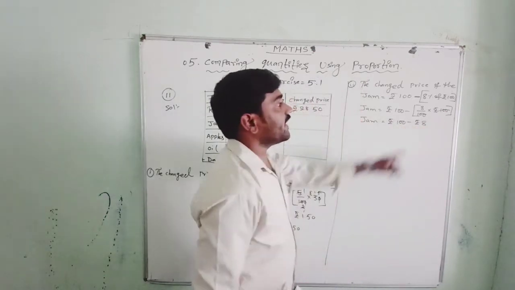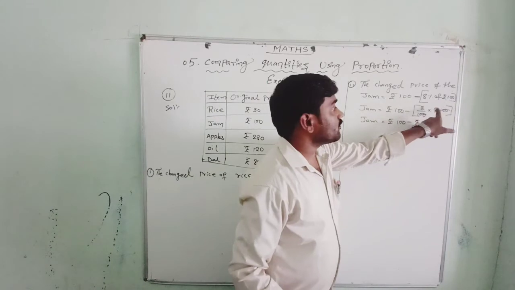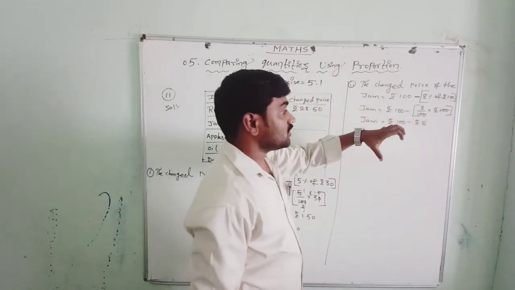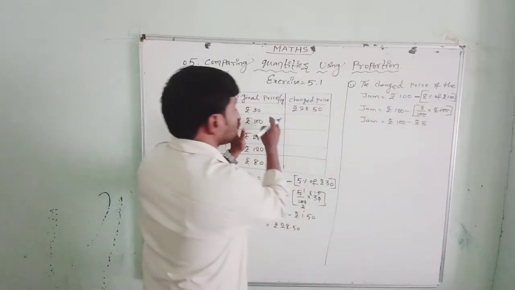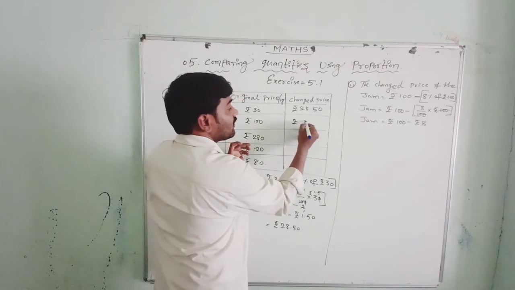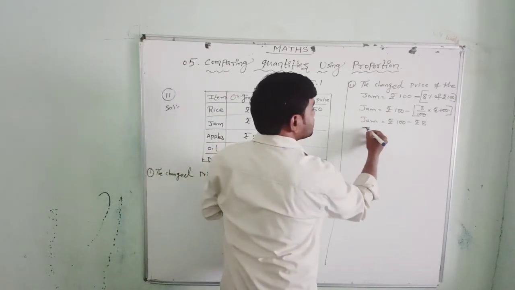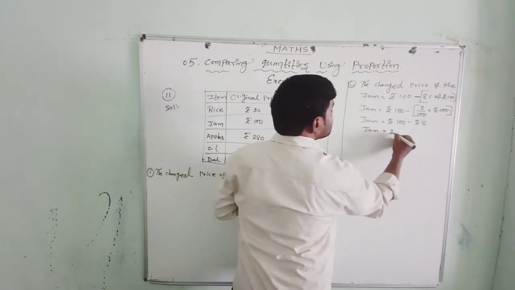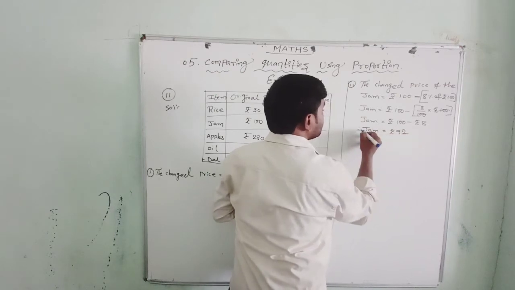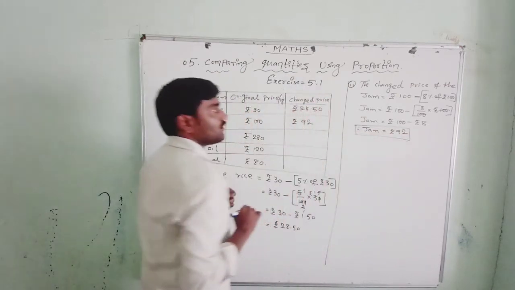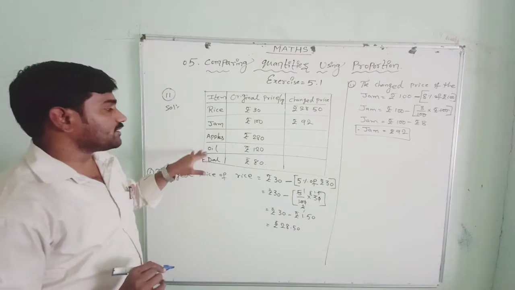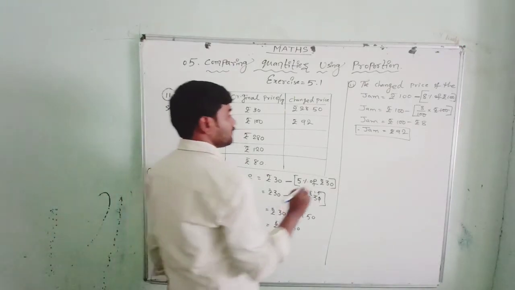That means 8% of 100 is 8 rupees. The 8 rupees is reduced. So 8 rupees is reduced from the 100. That will be equal to 92 rupees. Therefore, the jam price is rupees 92. Now, we go similarly for apples, oil and dal also.